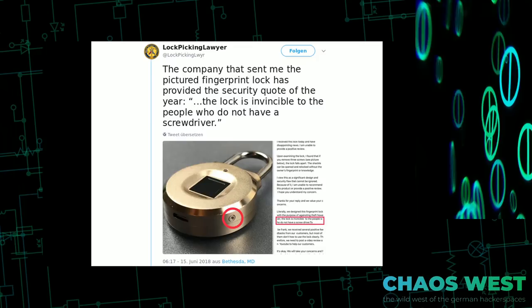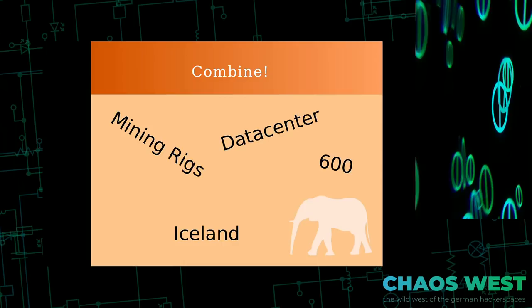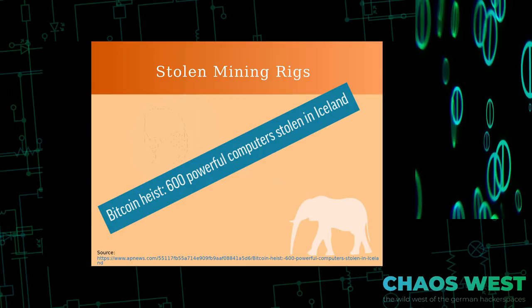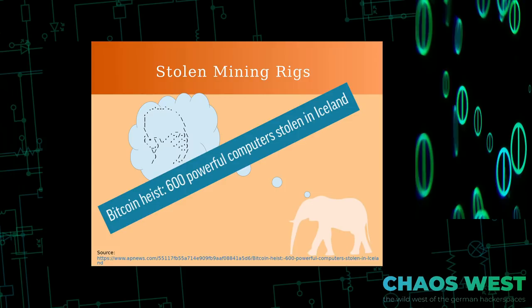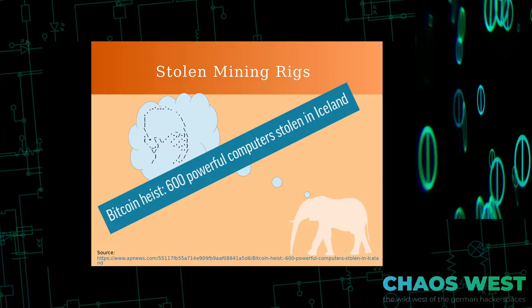Well, our next thing is quite interesting. So combine the words mining rigs, data center, 600, and Iceland. If you combine these words, you get this headline: Bitcoin heist, 600 powerful computers stolen in Iceland. So wait, Iceland is an island, and there is water all around. And these computers were in a data center, some mining rigs. So how do you steal 600 mining rigs out of a data center in Iceland with water all around? Well, we don't know, but they just escaped. 600 mining rigs just escaped from a data center in Iceland.